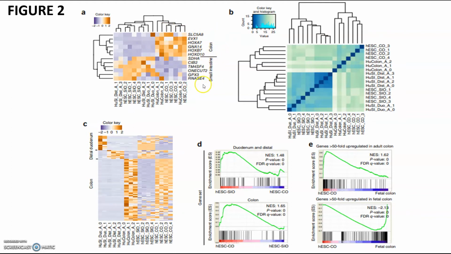And then if we look at our small intestine, our distal, our small intestine organoids, our duodenum, we have high expression versus colon, which we get lower expression. So this further identifies whether our colonic organoids are colon or our human embryonic stem cell small intestine organoids are small intestine.